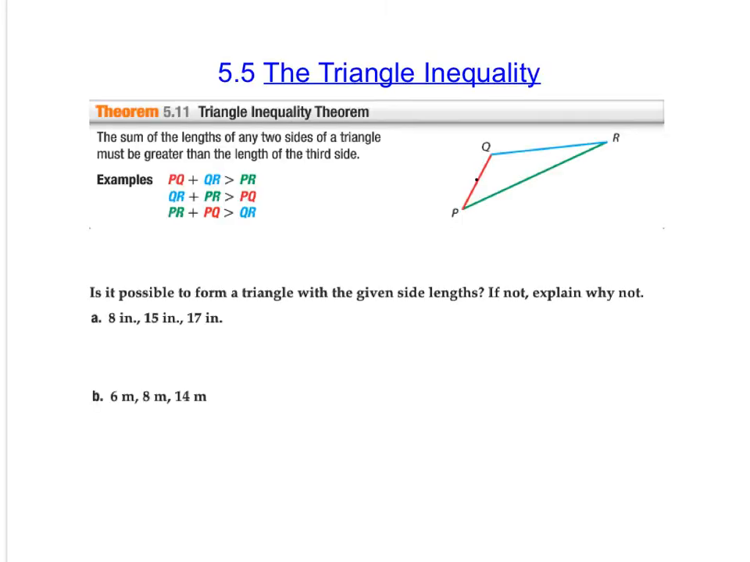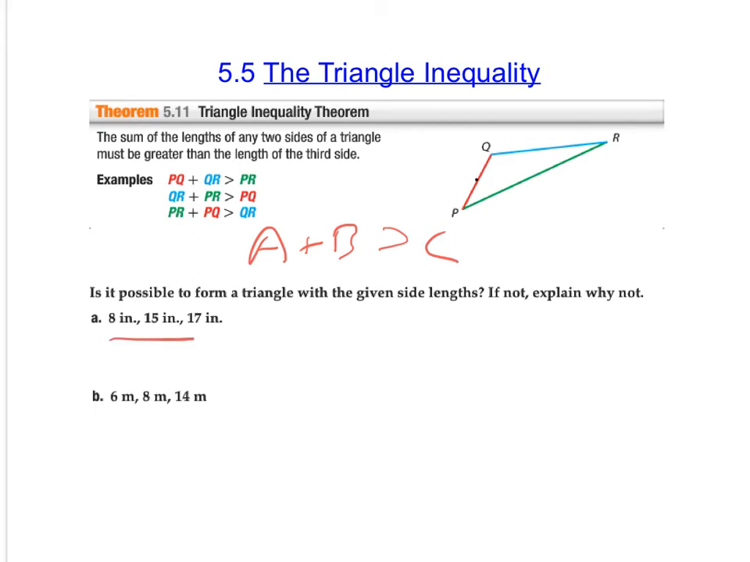Okay, moving on to 5.5. Here we go. The triangle inequality theorem says that any two sides of a triangle must be bigger than the third side. So, just looking at these two problems right here. Again, we talked about this before. We used to write A plus B is bigger than C, where C is always my biggest side of the triangle. But really, any two sides of a triangle will always add up to be more than the third side. Is it possible to form a triangle with the given side lengths? If not, explain why not.